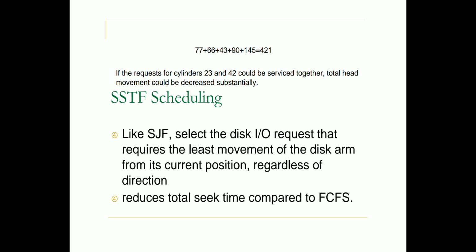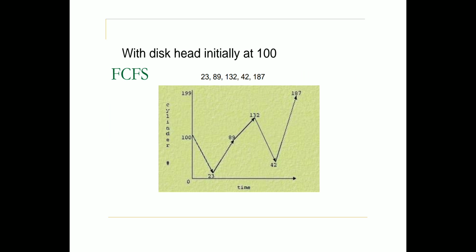If the requests for cylinders 23 and 42 could be serviced together, total head movement could be decreased substantially. For example, 77 plus 66 plus 43 plus 90 plus 145. So how will this head movement be counted? As you can see, the initial head position is 100. Total cylinders are 0 to 199, meaning 200 cylinders in total. We start head movement from 100.